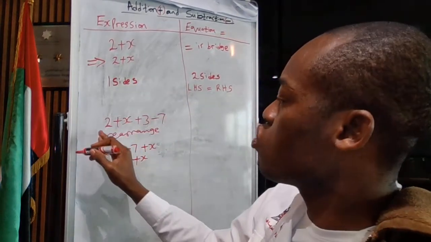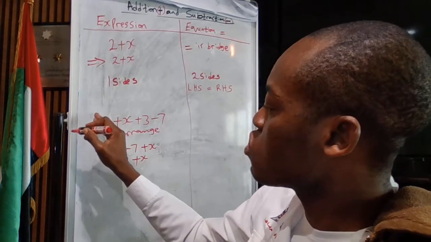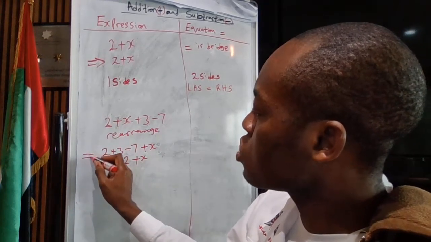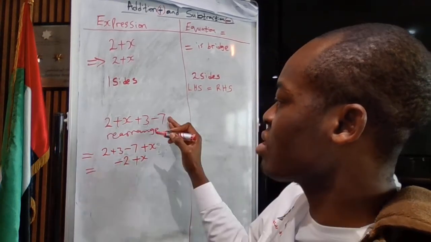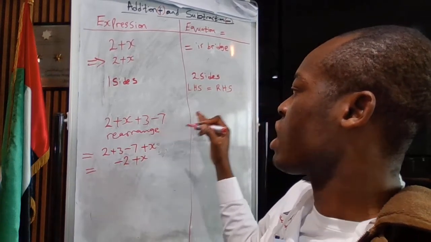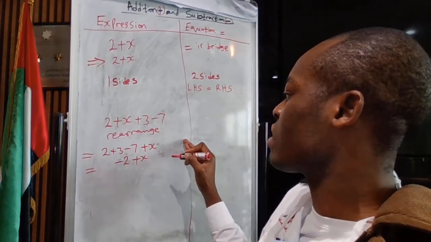The best thing you can do here is not to be putting equals to here. It's not right when you put the equals to here and write your answer.